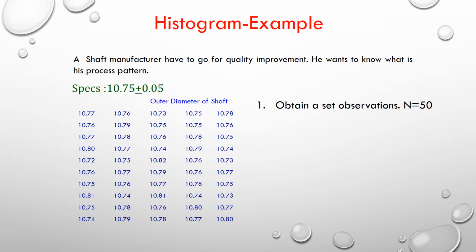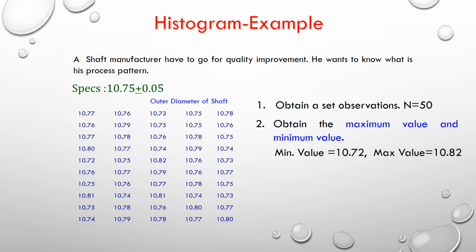Capital N is equal to 50. Then obtain the maximum value, which is 10.82, and the minimum value, 10.72. Determine the number of classes, K, which is equal to the square root of capital N, meaning total observations. The square root of 50 is approximately 7, as you have to take the rounded-off value.